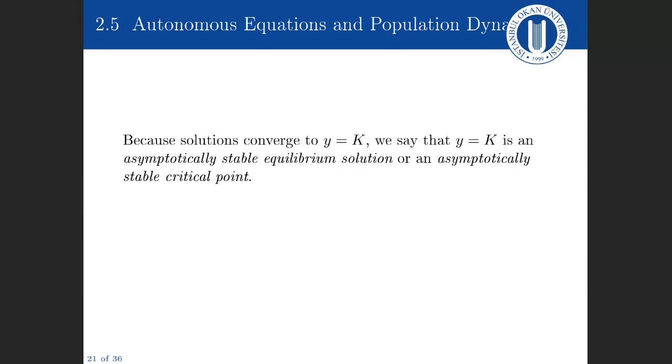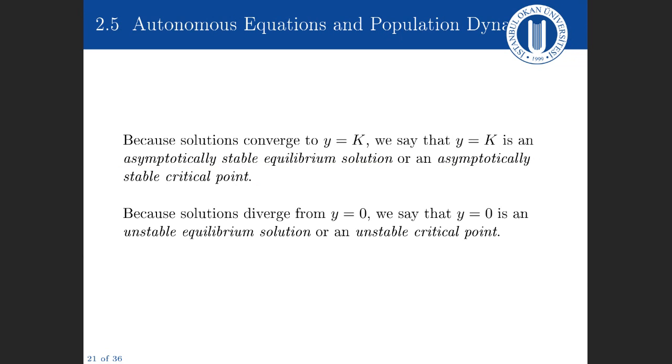Because the solutions converge to the equilibrium solution y equals k, we say that y equals k is an asymptotically stable equilibrium solution, or another way to say the same thing, an asymptotically stable critical point. Because the solutions diverge from y equals 0, we say that y equals 0 is an unstable equilibrium solution, or an unstable critical point.